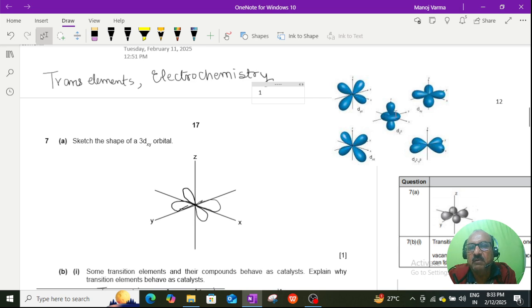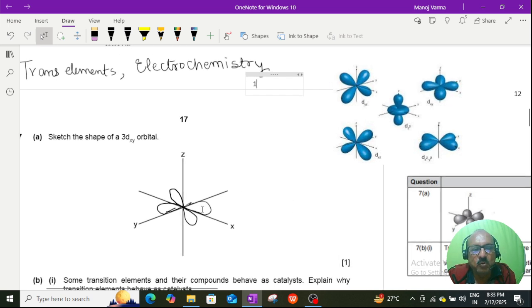You know that there are 5 of these d orbitals, and we have to draw the xy. So xy means that these lobes, which are the probability regions, will be in the xy plane, and there are 4 such lobes, and they are in the xy plane. So you can see that the xy plane is a planar shape which lies within the x and the y axis. So these lobes will be in that particular plane, and that's how you draw the 3D XY.